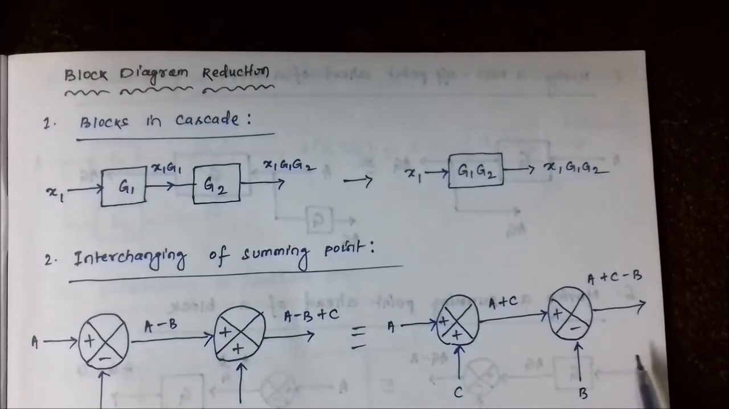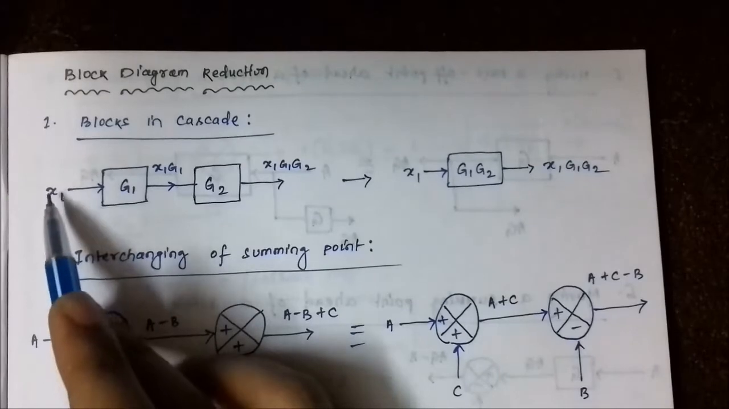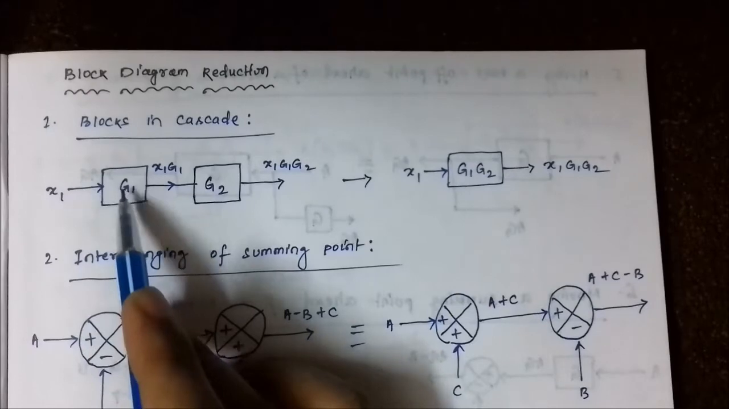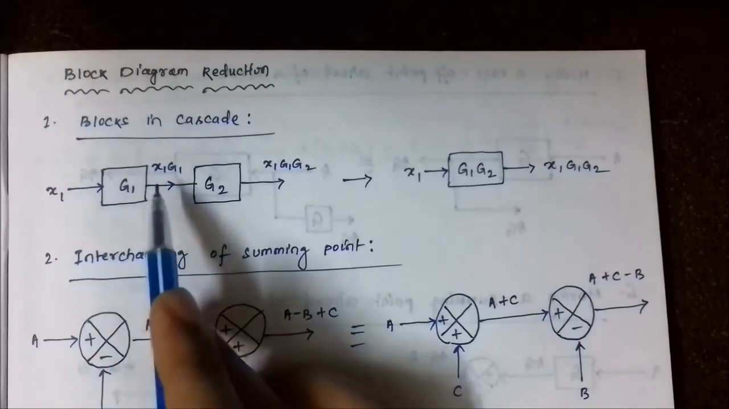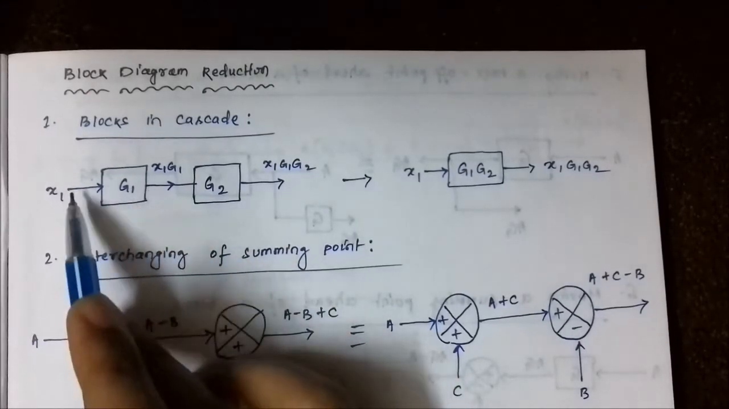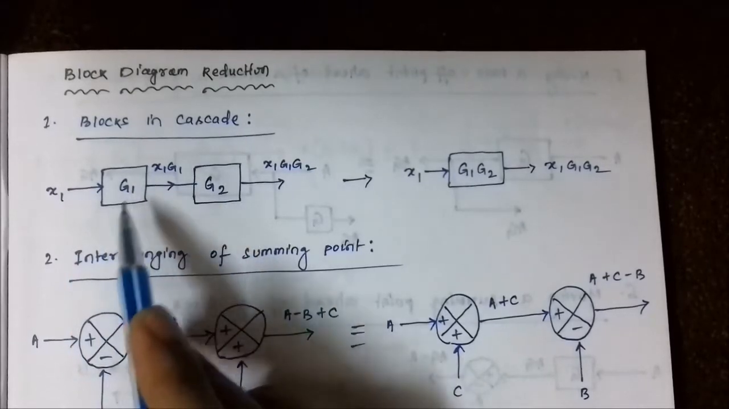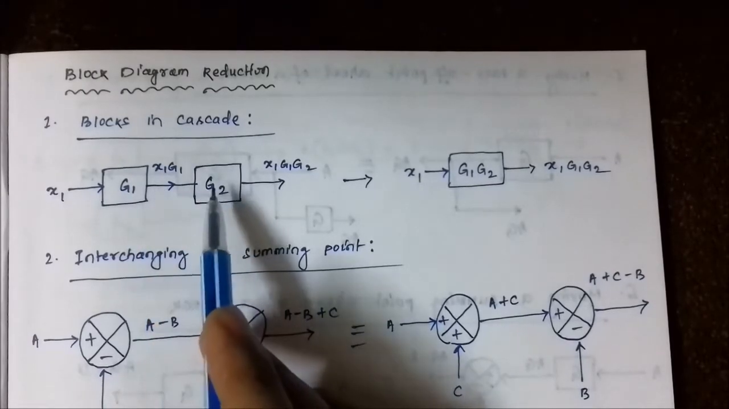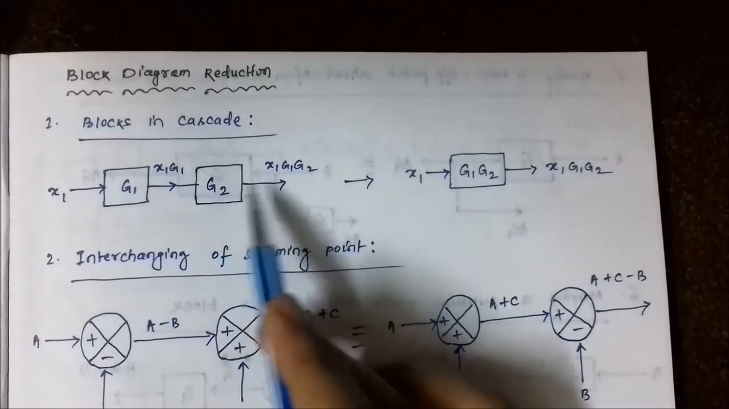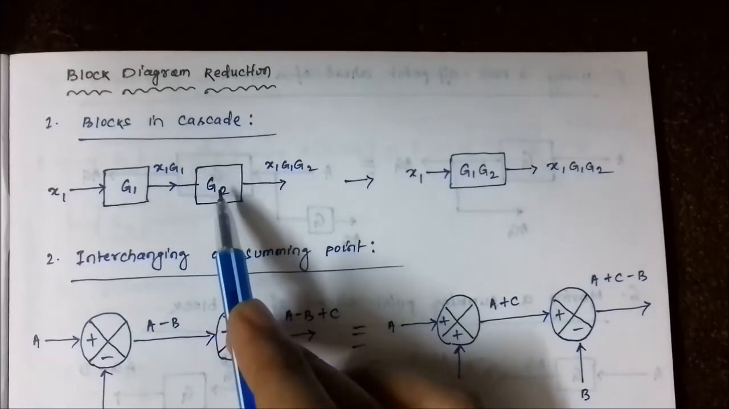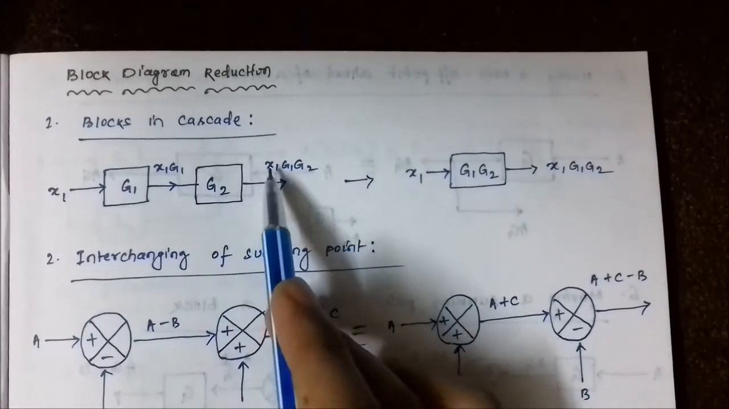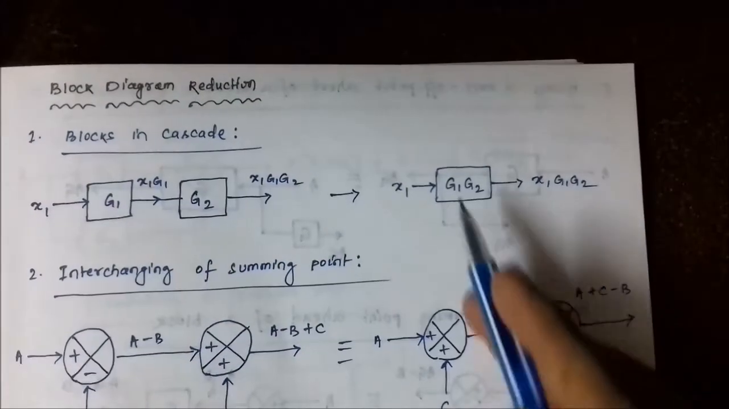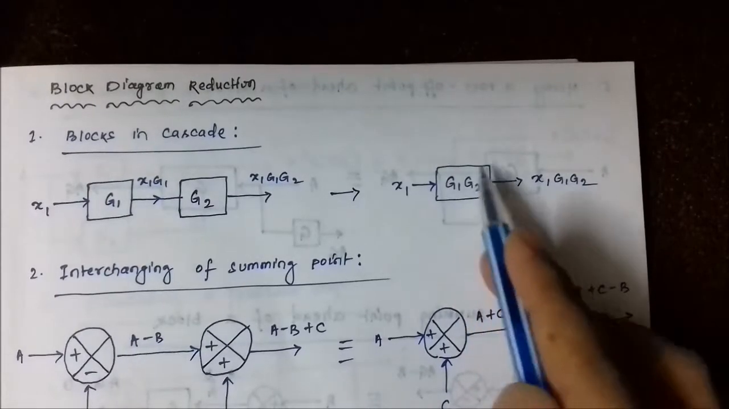Okay, so in order to prove it, let's see here. X1 is the input, it is given to this block, this is the gain. So obviously the output will be the gain multiplied with the input, X1 G1. Again this X1 G1 acts as input to this block, so obviously the output will be the input multiplied with the gain. So the net total output will be X1 into G1 into G2.